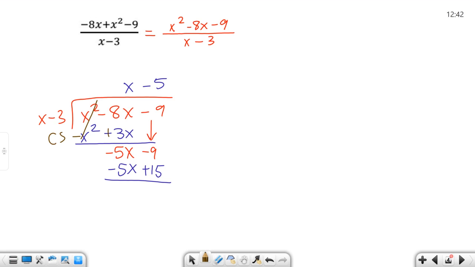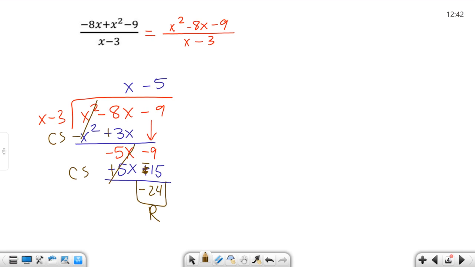And after I multiply, I change my signs, right? I subtract. Minus, that becomes a plus, and this plus becomes a minus. That cancels. Again, the first column has to cancel. More can cancel, but not less. It has to be at least the first column. Negative 9 minus 15 is negative 24, and that is our remainder.